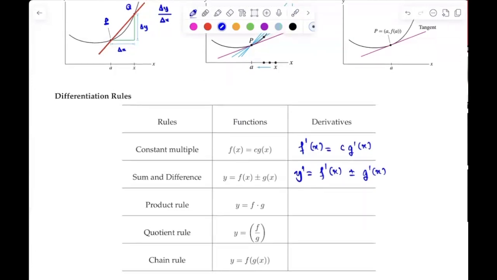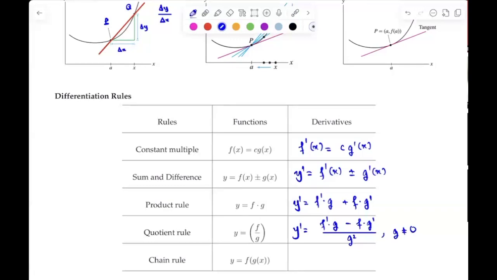Now for product rule, you have y prime equal to f prime times g plus f times g prime. Now for quotient rule, the formula is kind of similar on the numerator, but be careful because there's going to be a negative in the middle, divided by g squared, provided that g is different from 0 because you don't want 0 in the denominator.